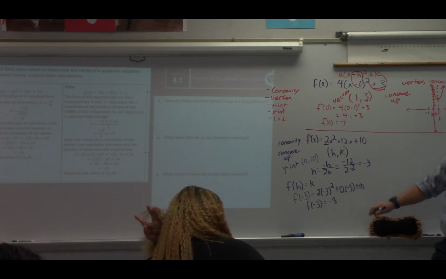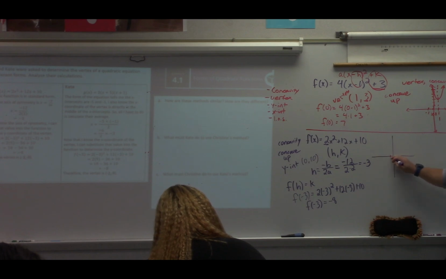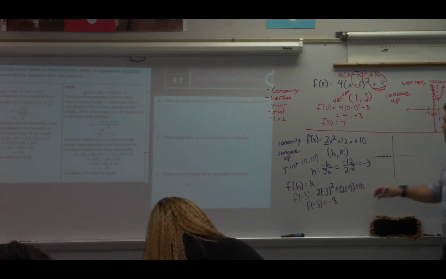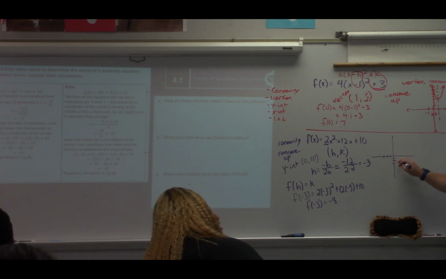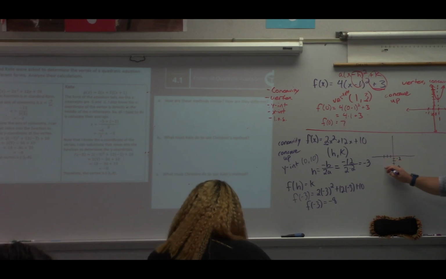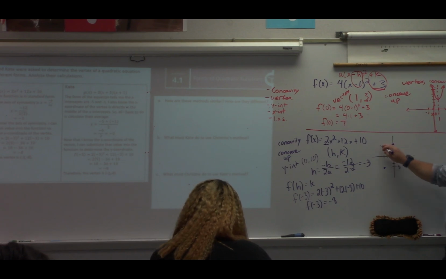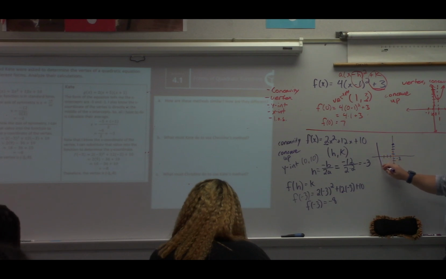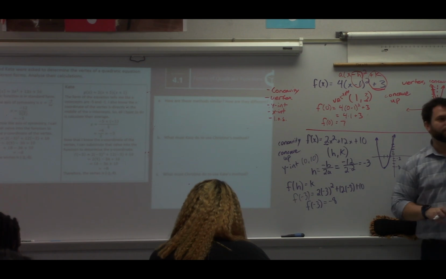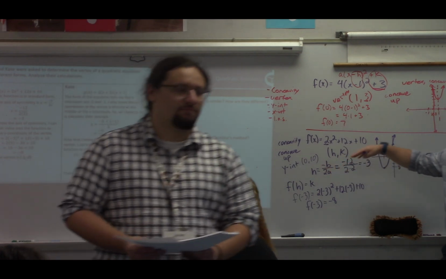Anyways, notice, what's my vertex? Negative 3, negative 8, with a y-intercept of 10. Notice again, do you have to have this level of detail for the test? No. But it is extra information for sure. So if you can find H, you substitute H in, you get K out.